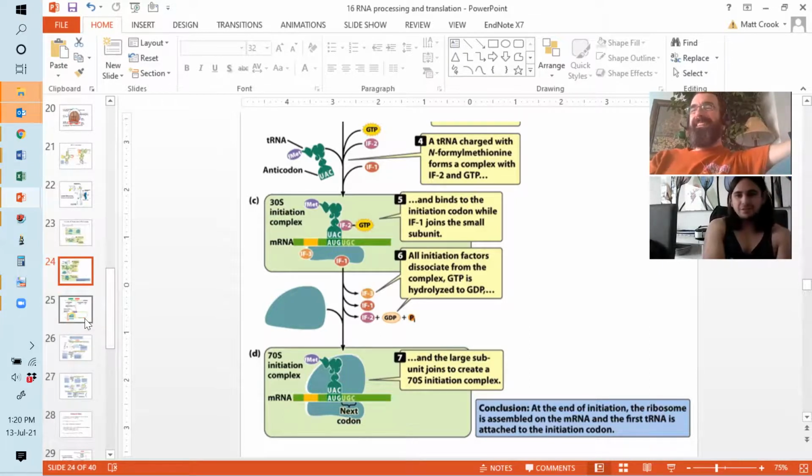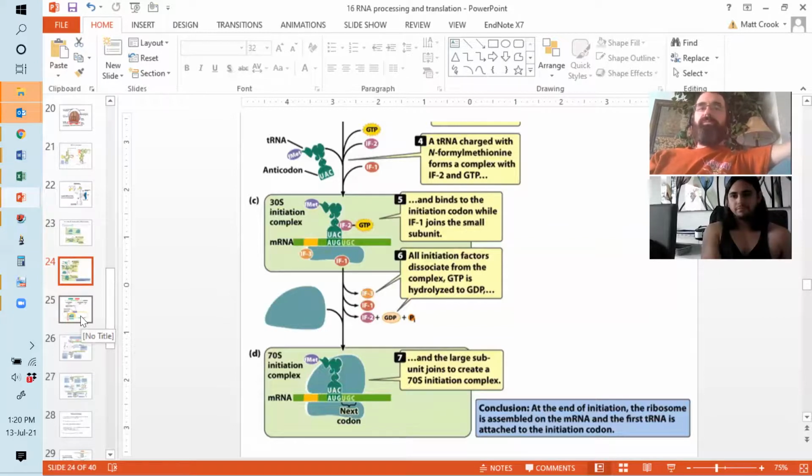So translation will be part of the next exam, correct? On Thursday? Yeah, the one on Thursday. Most certainly. Lots of details, lots of processes, differences between eukaryotes and prokaryotes as well, because they do differ in important ways.